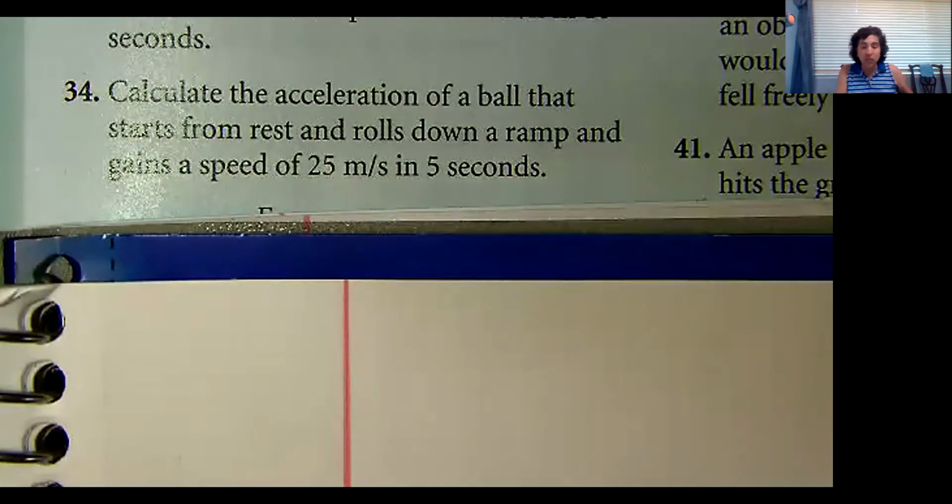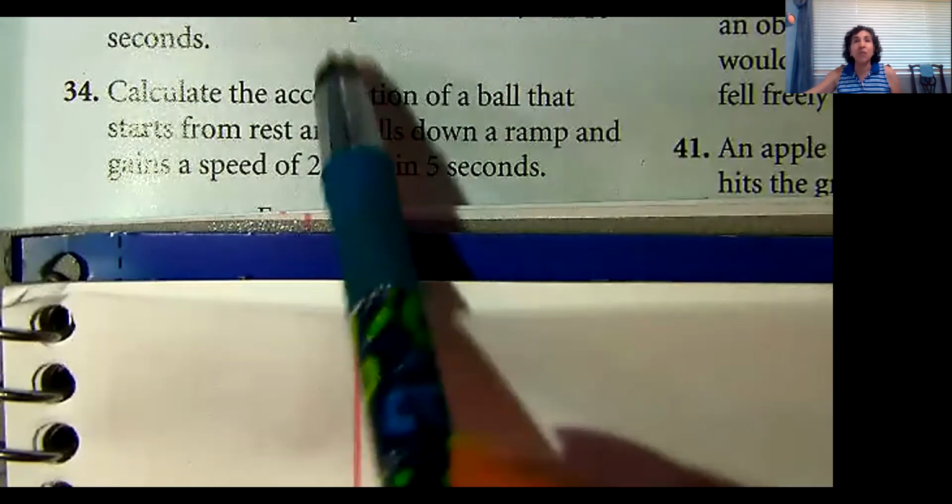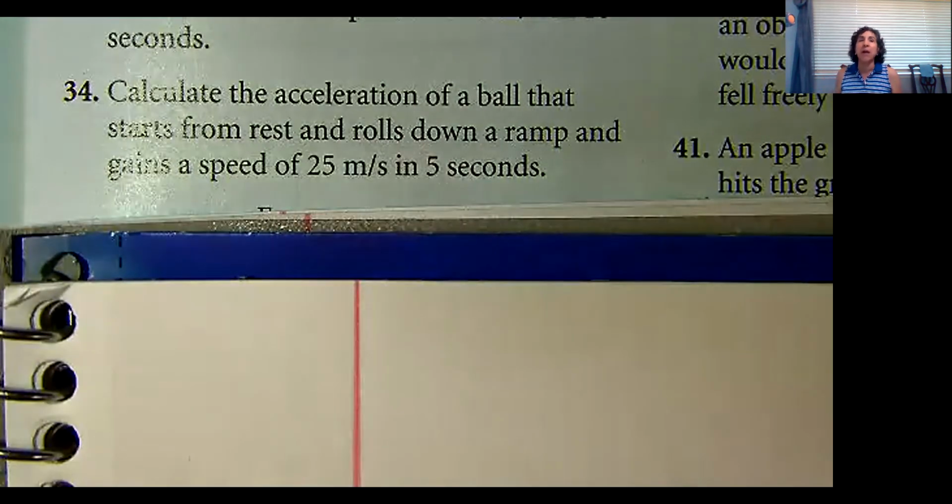So the first question is, calculate the acceleration of a ball that starts from rest and rolls down a ramp and gains a speed of 25 meters per second in 5 seconds. All right, so before we can talk about acceleration, we need to be really clear on what exactly is acceleration. So I'm going to give you a review on that.